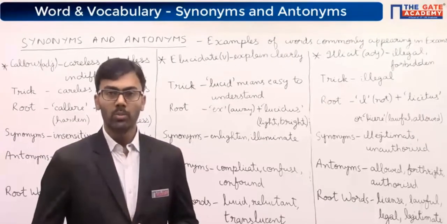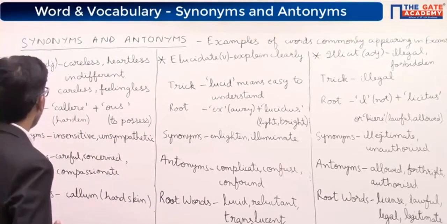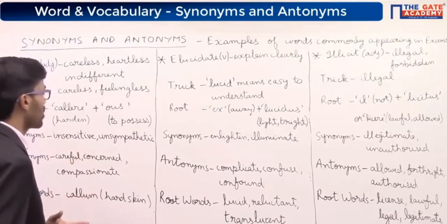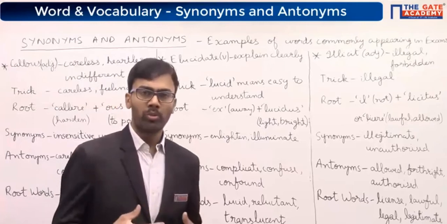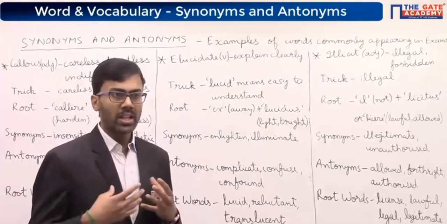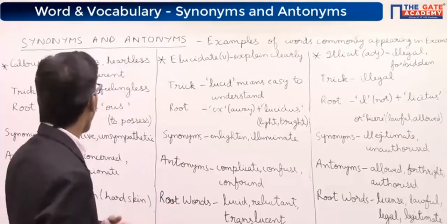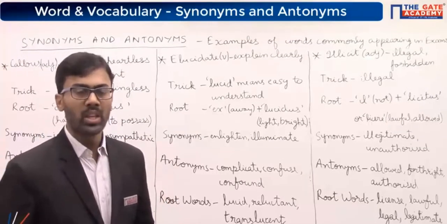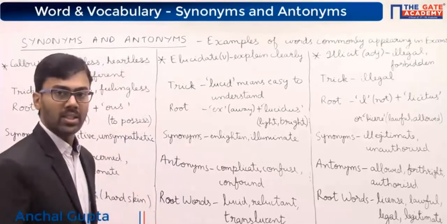Now we come to the next set of examples. This is the next one, callous, which is an adjective. Callous means careless or heartless or indifferent. That is, whenever some person or group of persons or any organization is showing an attitude or a behavior which shows that there is no feeling or no emotion or care attached to some activity or something, then that attitude or that behavior is called callous.